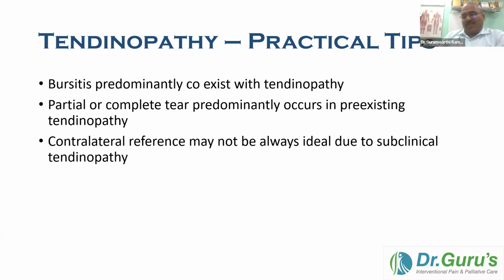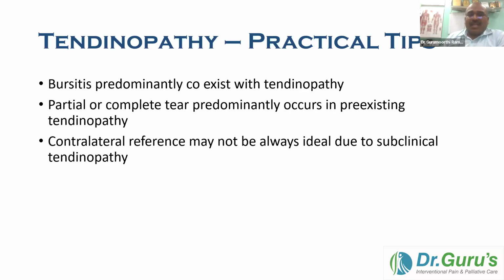Again, as I had told, bursitis usually, for example, if a patient is having shoulder pain and you are putting the probe and you are seeing subacromial effusion, don't expect the bursitis to be a primary pathology, right? Bursitis per se as a single disease is very rare, right? Most of the bursitis usually coexists with some tendinopathy, right?